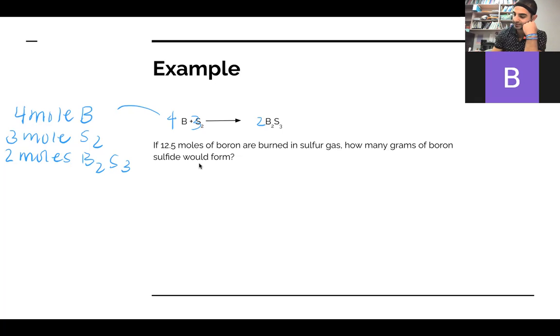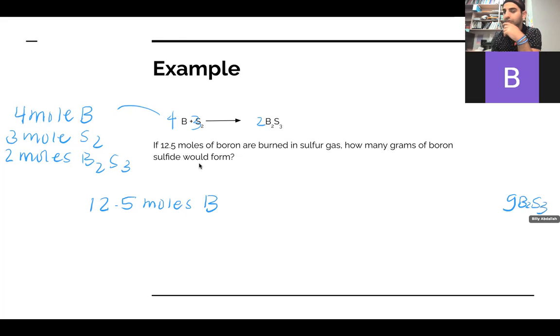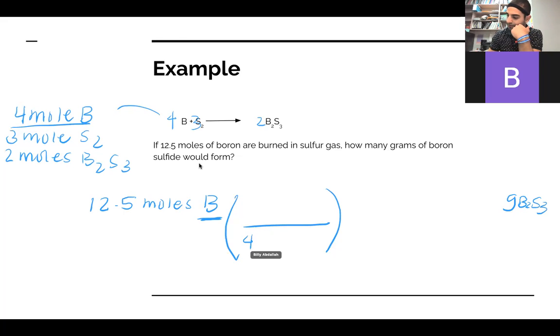What we're given is 2.5 moles of boron, and it wants us to say how many grams of boron sulfide we have. So the way we're going to do this is we're going to convert boron to boron sulfide using stoichiometry, and then we'll have that in moles and we'll be able to convert to grams pretty easily. So this says for every 4 moles of boron, we have 2 moles of boron sulfide.